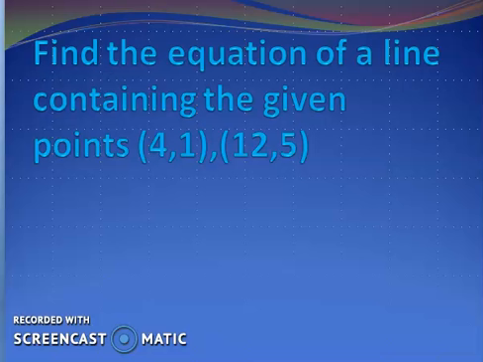Hi there, Math Wizard. Let's find the equation of a line containing the given points (4, 1) and (12, 5). Remember, in order to write an equation in point-slope form, we need to determine at least one point and a slope. In this problem, the slope is not given, but using these two points, we can solve for the slope.